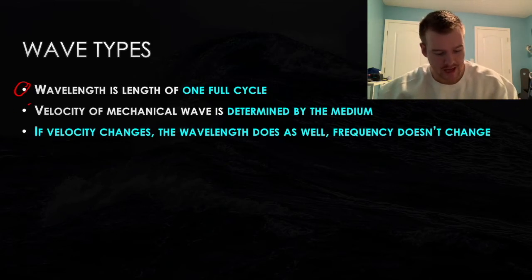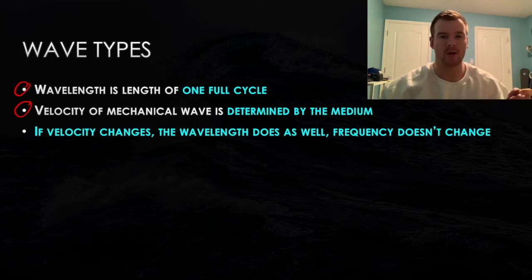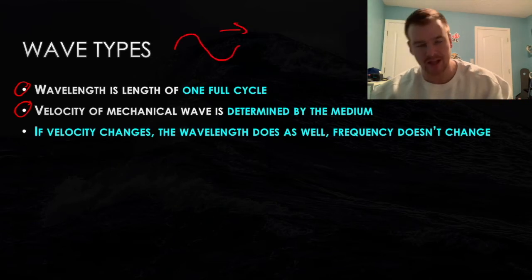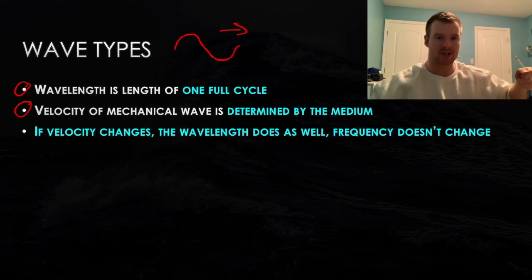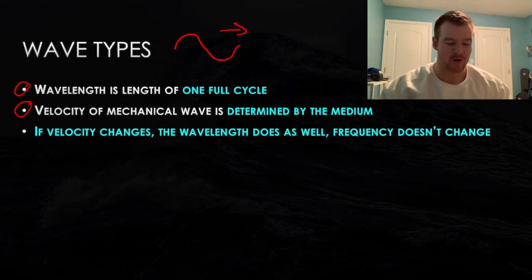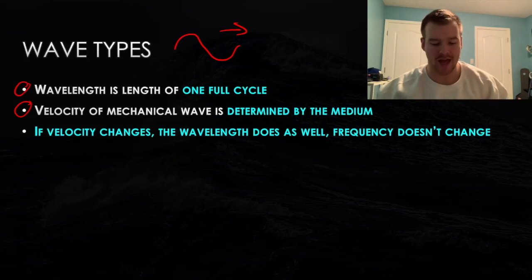The velocity of a mechanical wave is determined by the medium. So it's saying how fast that wave is going to be moving. So if we have one like this, again, it's going to be moving in that direction. So you shake a string and the wave goes across, how fast it's going to move is determined by whatever you're shaking. If it's like a really tight spring, it's going to go fast. If it's like a really loose string, it's going to go slow. So that's determined by the medium.